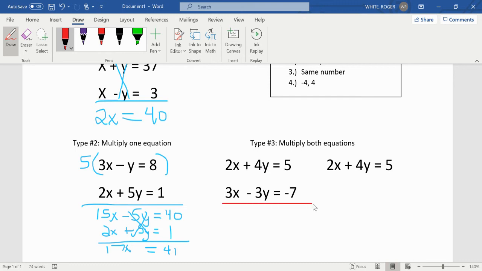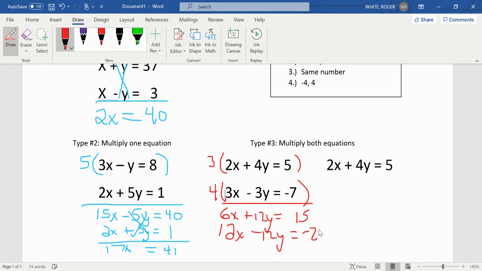But now this time I'm going to eliminate the y's. So if I multiply, again, we're going to multiply by the other equation's coefficient. So the other equation's coefficient is 3, and the other one here is 4. Okay, now when we look, we're going to get a positive 12 and a negative 12. And so the way it's written, we're good. Okay, so 6x plus 12y is equal to 15. Down here, we would get 12x, and then this would be a minus 12y is equal to a negative 28. And by doing that, that eliminates the y.